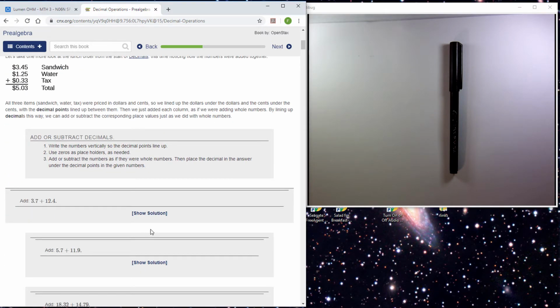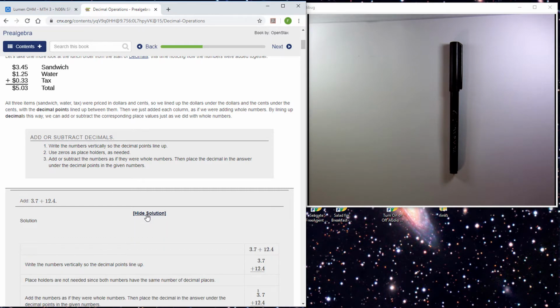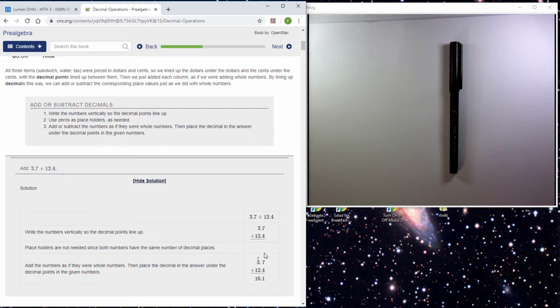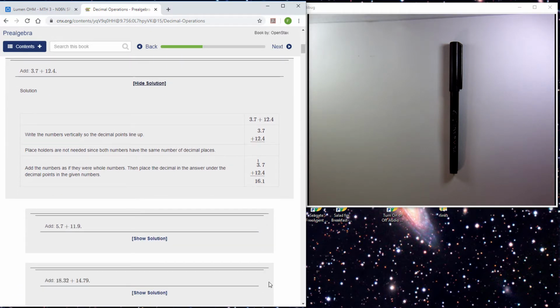So in this first problem, they want us to add these two numbers. The first thing we do is set it up so that the decimals align on top of each other. This is important because you want to make sure you add the tenths and the ones correctly. Then you add it as if they were whole numbers. 7 and 4 is 11. You put down your 1, carry 1 over. 3 and 2 is 5, plus 1 is 6, and then you have your 1 here. Then you bring your decimal down. So you add them as if they were whole numbers, but before you add them, you want to make sure you line your decimals up. Make sure everything goes out to the same place.